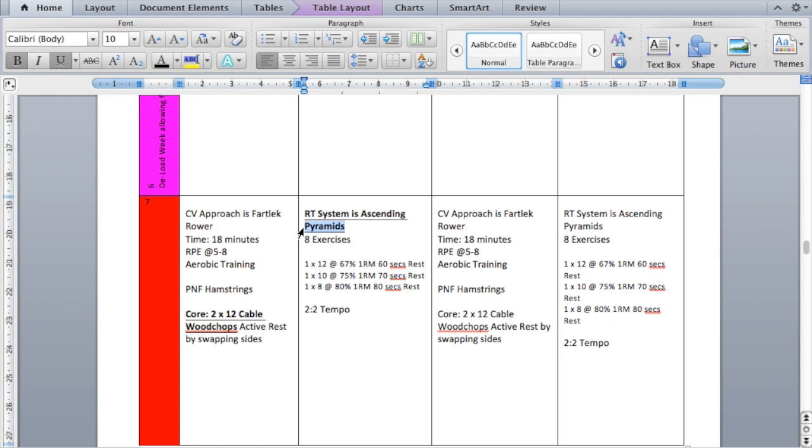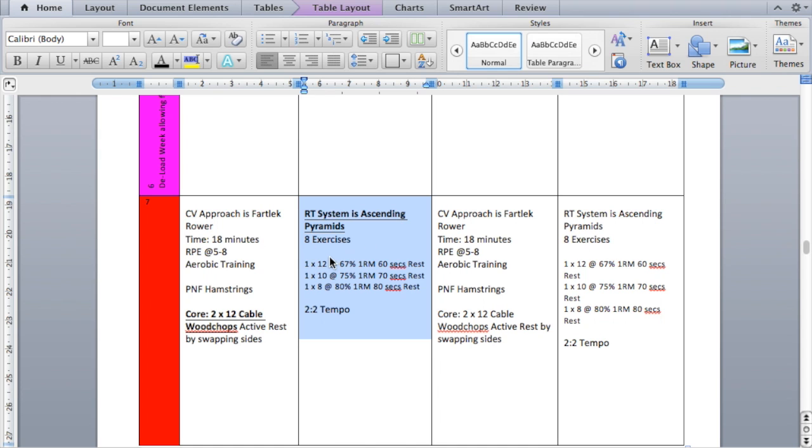You can now see here that we're on the 4th resistance training system because we've already used a superset, forced repetitions, eccentric training, and now we're using pyramids. You can see here that the rep range 12, 10 and 8 is aiming at hypertrophy for my client.